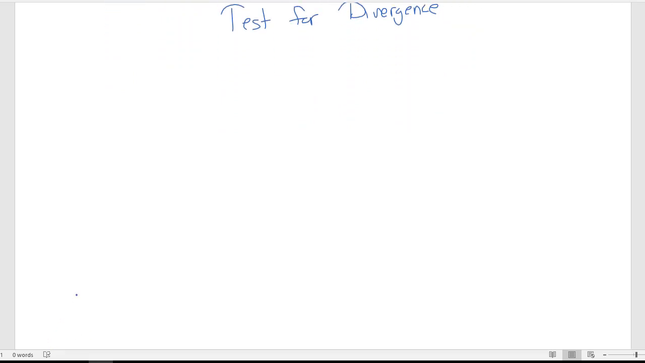Okay, let's say that we had, and I'm just going to make some kind of wicked looking expression here, the square root of n cubed plus 1 all over 3n cubed plus 4n squared plus 1.